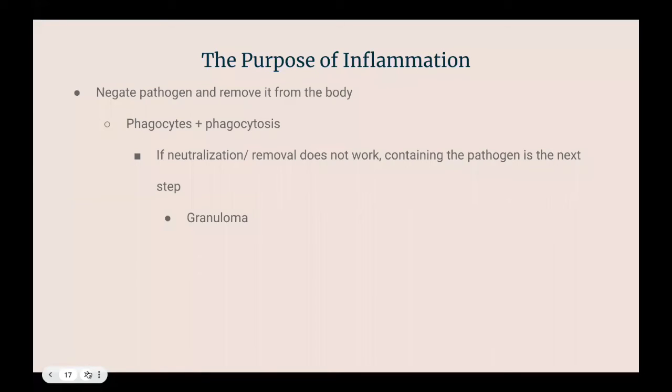So the purpose of inflammation is to remove any kind of pathogen from the body. This is through getting phagocytic cells like macrophages and leukocytes like neutrophils to the site of damage and infection so they can fight off and kill the invasive pathogens. If the inflammation as a whole is ineffective, the next step that the body will do is try to contain the pathogen via a granuloma.